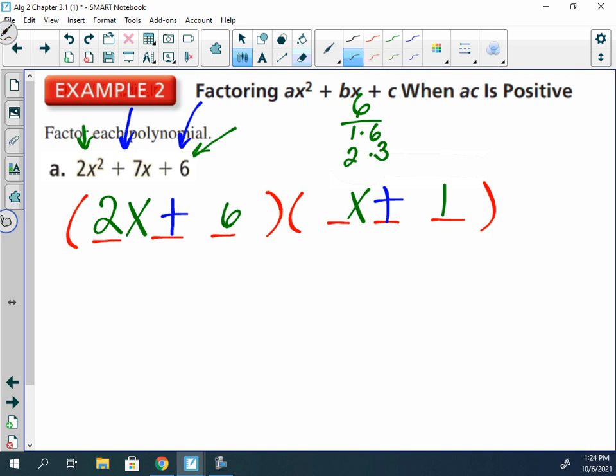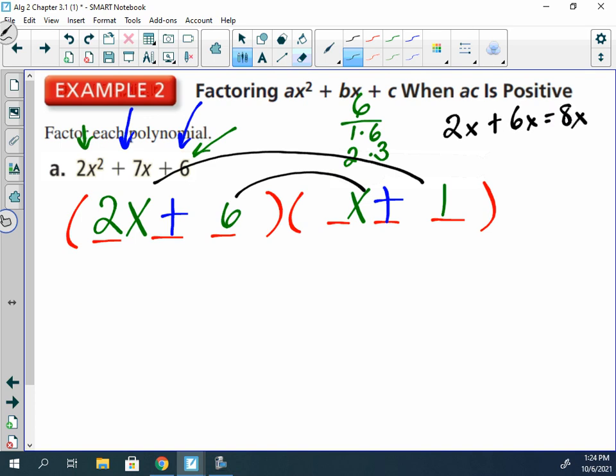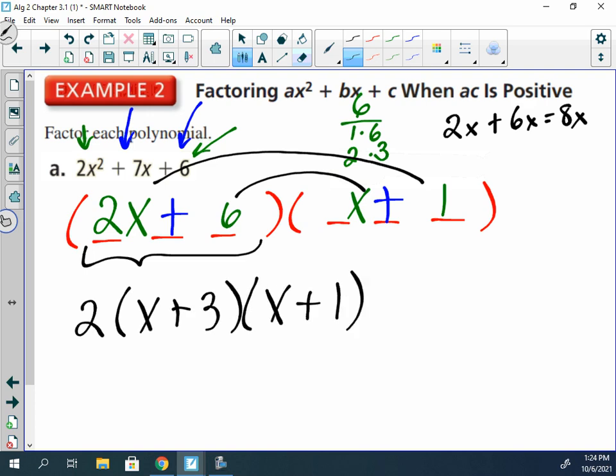And we can check it. Well, 2x times 1 is 2x. 6 times x is plus 6x, and that gives us 8x, yes? Now, I set it up this way on purpose. 2x plus 6, is there a greatest common factor here? Yes. If there's a greatest common factor, it means I could factor it out and leave us with x plus 3 times x plus 1.